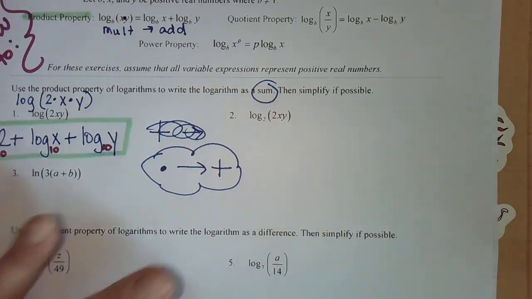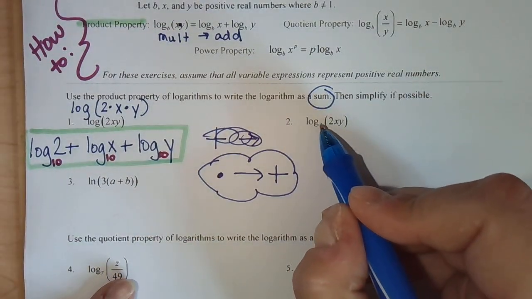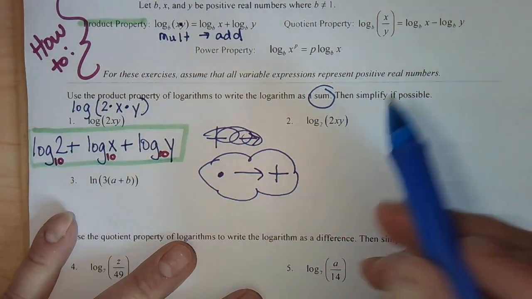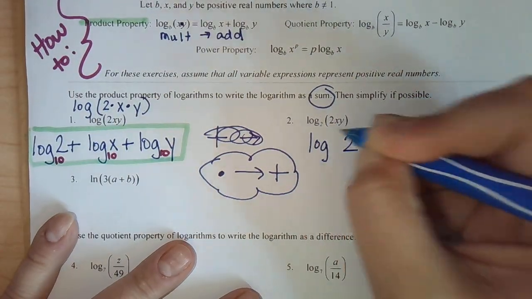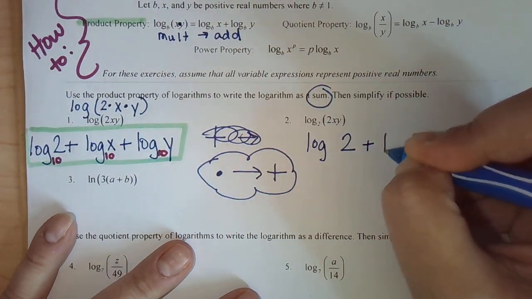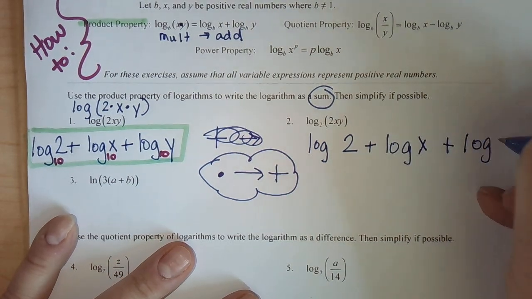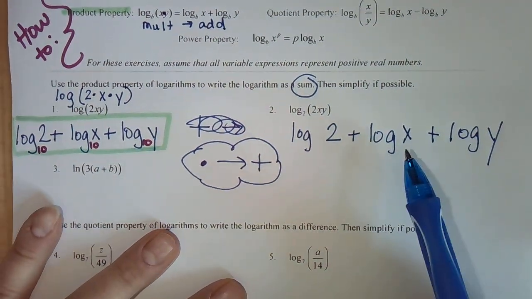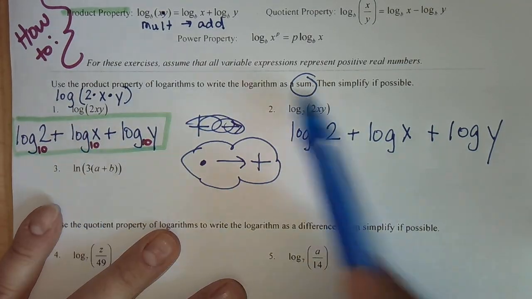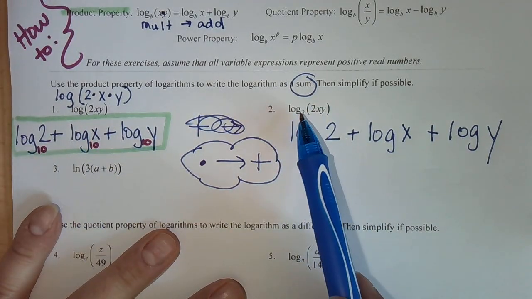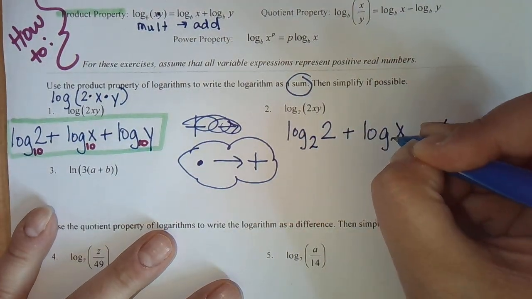Okay, let's go to number 2. It looks kind of the same, only now it has a subscript. So we're still going to say log big fat 2 plus log big fat X plus log big fat Y. And you're wondering, where did she get that from? It's the same as number 1, guys. Look at it. It's the exact same thing, only there's a tiny little 2 down there. So we're going to put a tiny little 2 in the basement.